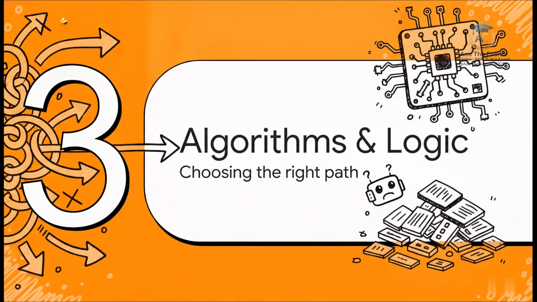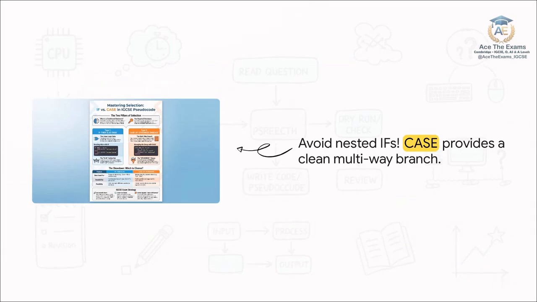Let's keep moving. Section 3, Mastering Algorithms and Logic, Choosing the Right Path. You know what's really interesting about logic? Just one single poor choice in your pseudocode can literally derail an entire algorithm. I mean, you can have the perfect hardware and the perfect translator, but if your logical instructions are messy, the machine executes a mess. So let's focus on the 2 required pillars of selection.